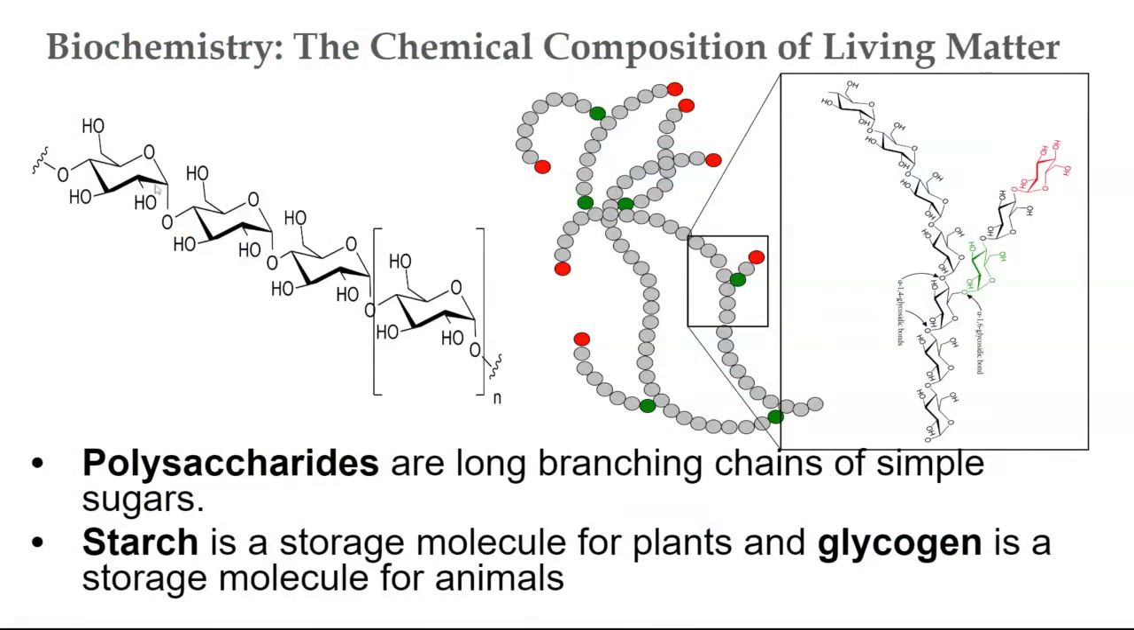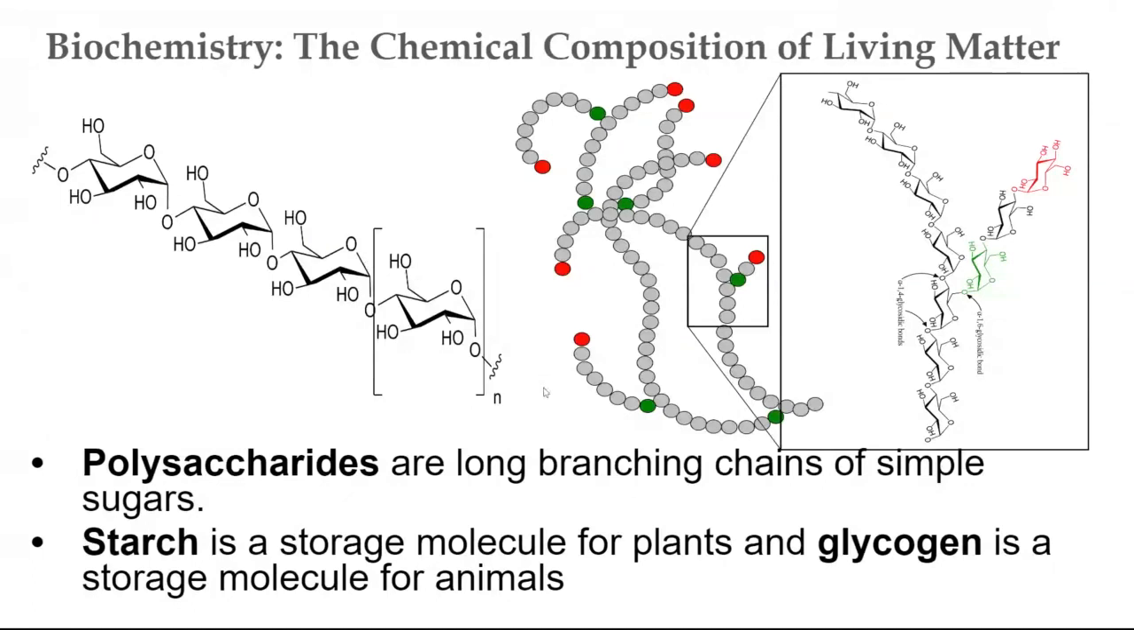Now, if we link a whole bunch of these together, it's called a polysaccharide. And in plants, we call that starch. And in humans or other types of animals, we call it glycogen. This is just a long chain of saccharides bound together with those glycosidic bonds or those dehydration bonds.